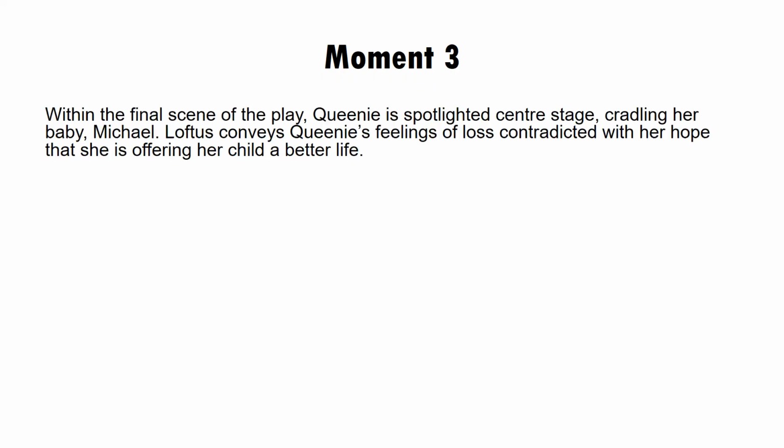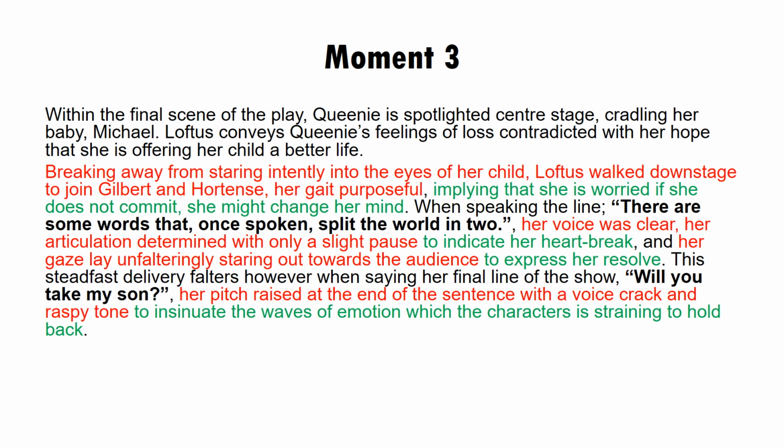And now on to the final moment of the response. Within the final scene of the play, Queenie is spotlighted centre stage, cradling her baby Michael. Loftus conveys Queenie's feelings of loss, contradicted with her hope that she is offering her child a better life. Breaking away from staring intently into the eyes of her child, Loftus walked downstage to join Gilbert and Hortense, her gait purposeful, implying that she is worried if she does not commit, she might change her mind.